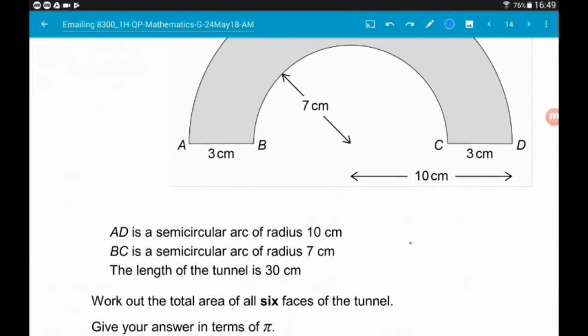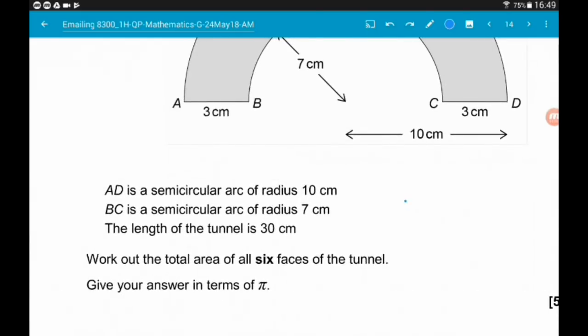Now, AD is a semicircular arc of radius 10 centimeters. BC is a semicircular arc of radius 7 centimeters. We're told the length of the tunnel is 30 centimeters, and what they want us to do is work out the total surface area of all 6 faces, giving our answer in terms of pi.